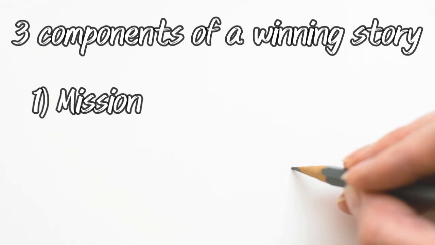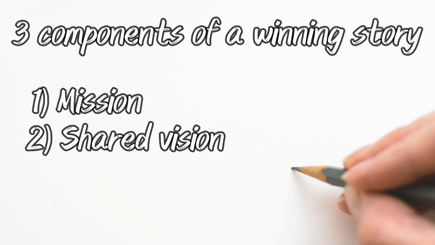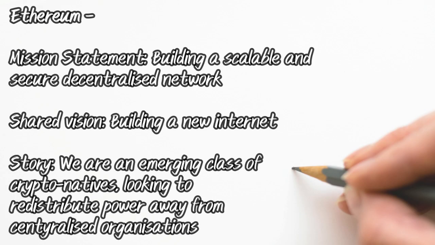A winning story has three components. The first one is mission, the second one is shared vision, and the third one is the story. I actually created an example on this because I was taking the example of building a biryani community. But I think since this is Web3, I took this from the workshop I took from Dowlands, and you can see on your screen now that this is the mission, shared vision, and story for Ethereum Foundation.